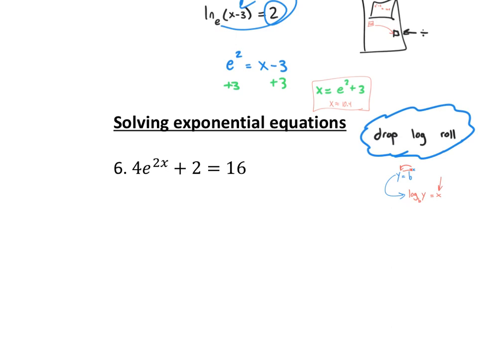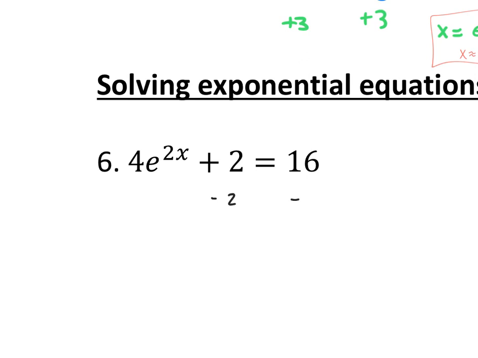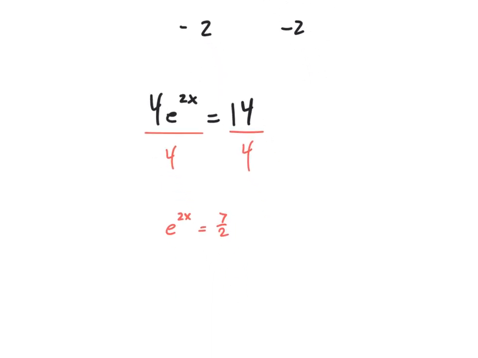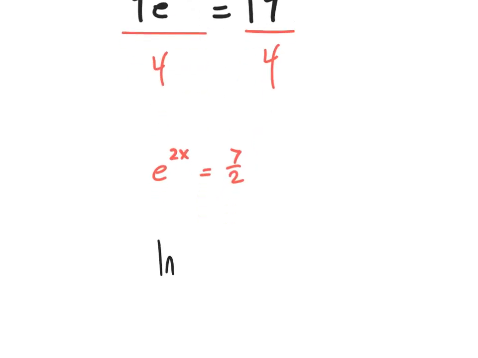So taking a look at this one, before we are ready to use drop, log, and roll, we need to subtract 2 from both sides. And then we need to use division, because we need to get that e all by itself. So we have e to the 2x power is equal to 7 over 2. And now we'll need to use drop, log, and roll. But I'm going to use ln, because ln has that invisible base of e.